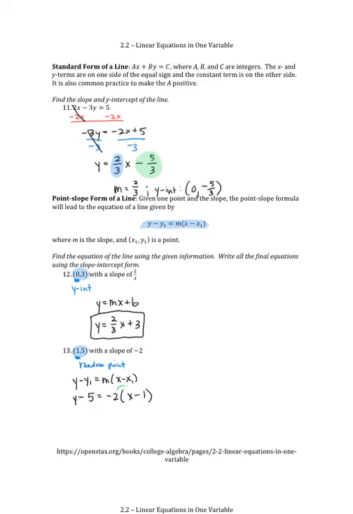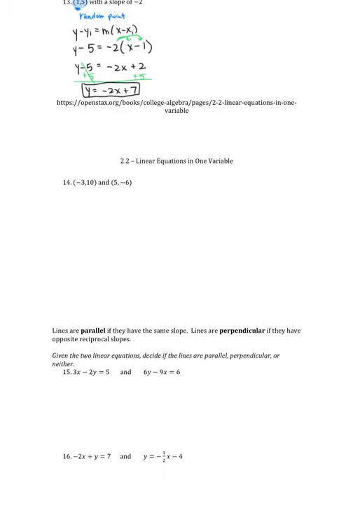All right, so now we're going to distribute the negative 2. So we'll have y minus 5 is equal to negative 2x plus 2. Now we want to finish getting the y by itself, so we're going to add 5 to both sides. So I will get y equals negative 2x plus 7. And that's what it asked us to do: write the final equation using the slope-intercept form. So there it is. All right, so that's how you work it out if you're given a random point and a slope.